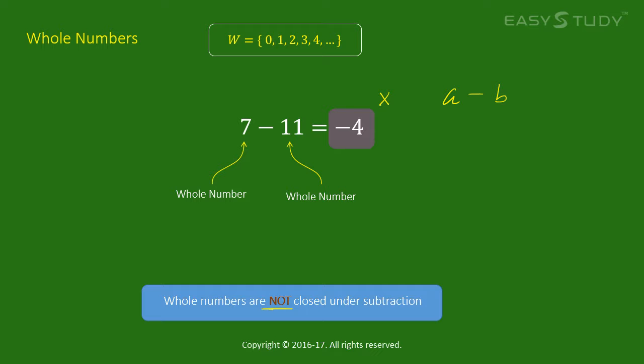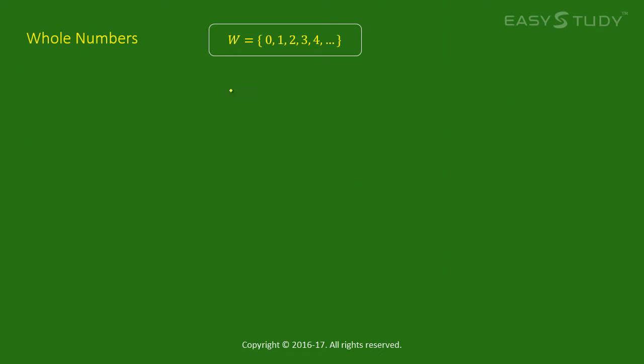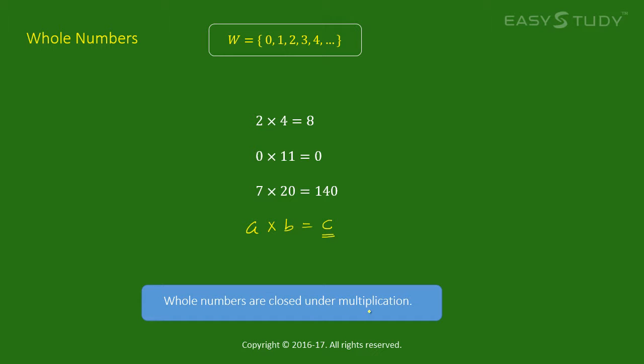Okay, how about multiplication? Let's multiply two whole numbers. 2 times 4 is equal to 8, 0 times 11 is equal to 0, 7 times 20 is equal to 140. In fact, if you pick any two whole numbers and multiply them, the result is always a whole number. Hence, whole numbers are closed under multiplication.